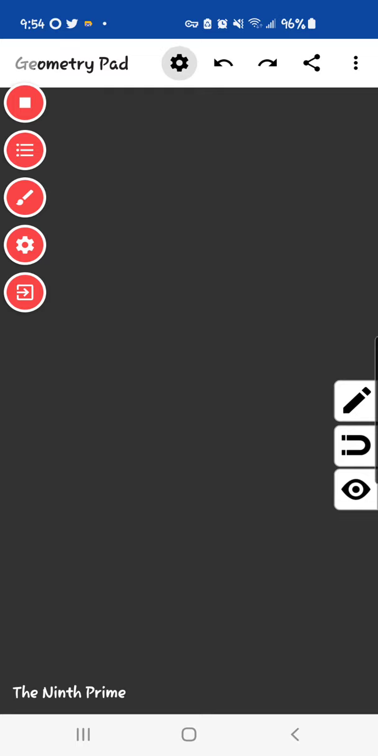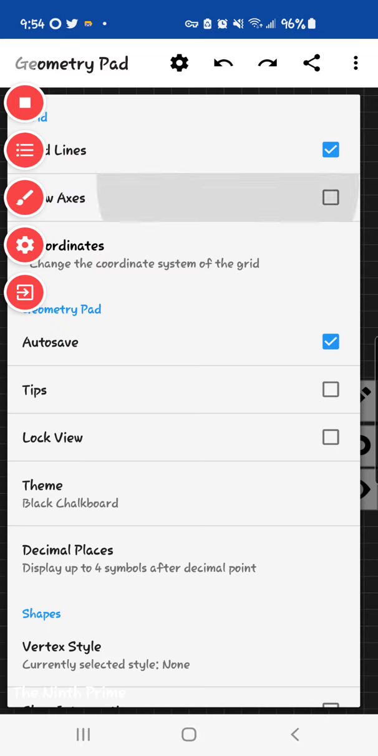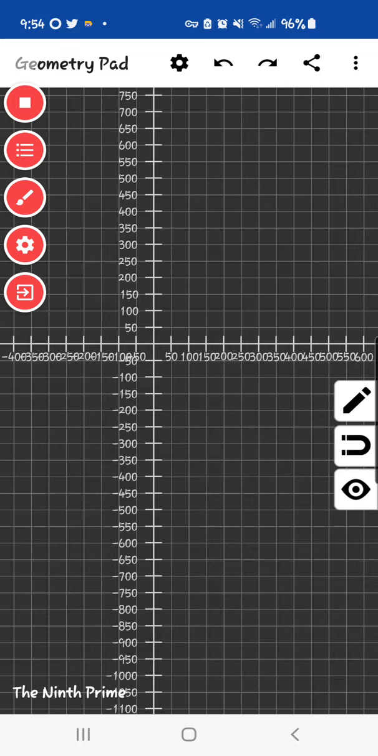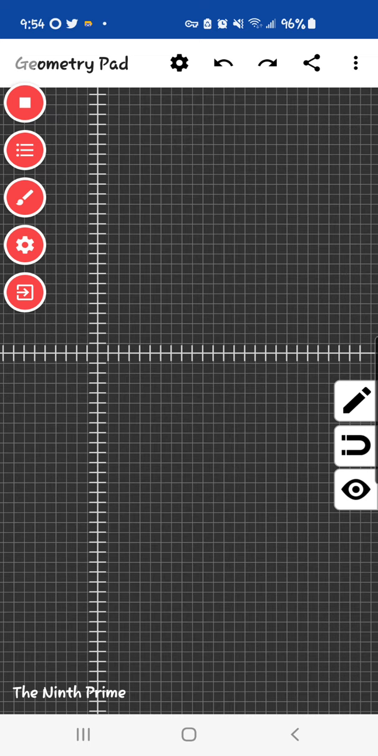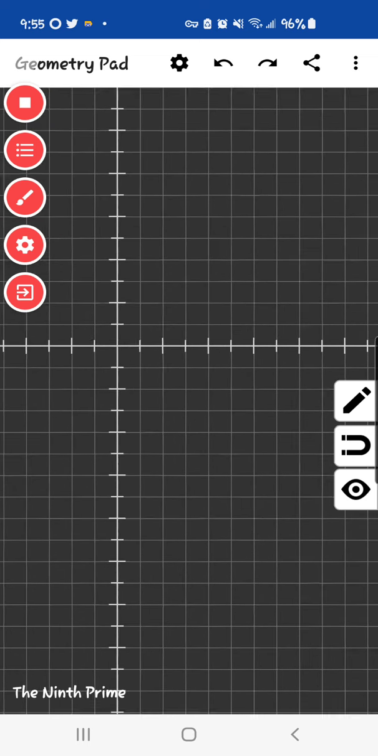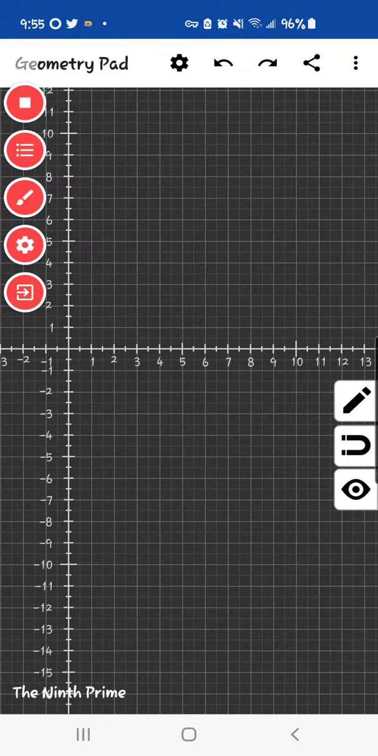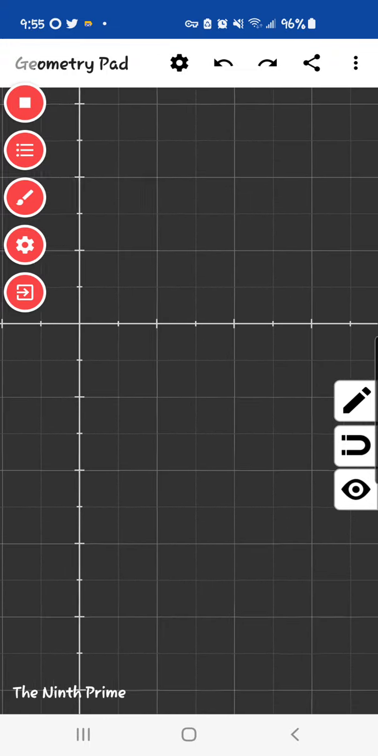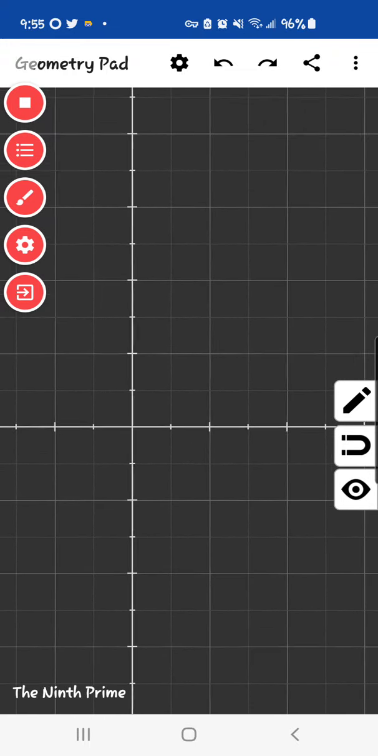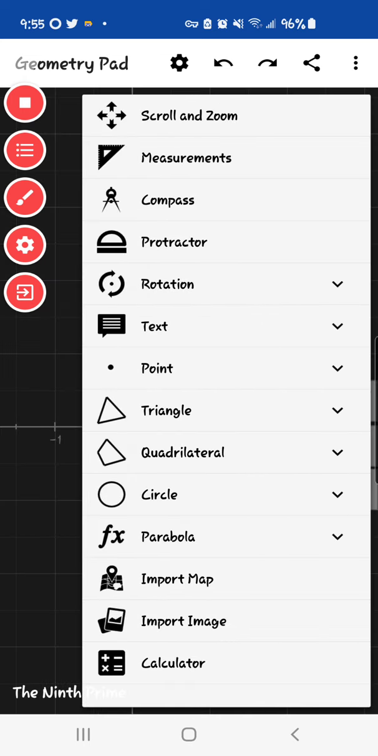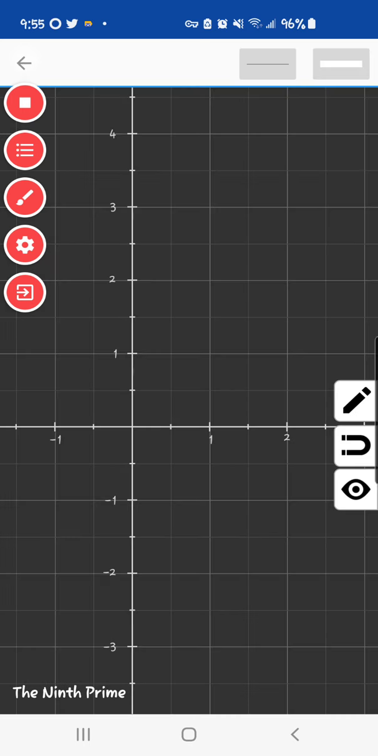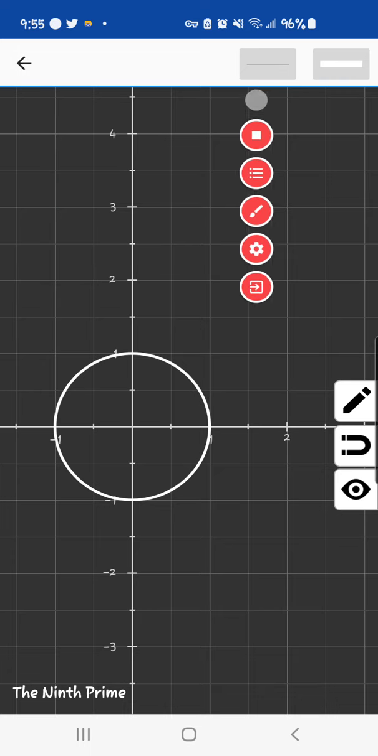I'm going to do this a little bit slowly so that people can see what I'm doing. Here I'm making a circle. The radius of the circle is not 1, although I did put 1, but I'm going to change that in a few seconds.